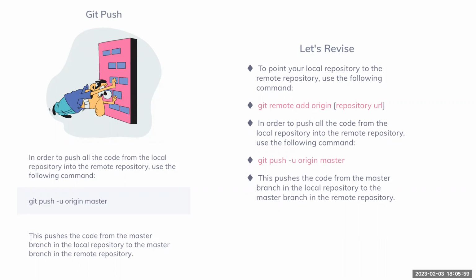So let's revise. What are all the commands that we learned? It is git remote add origin and git push. Git remote add origin is used if you want to convert your local repository to remote. The second one is how to push the changes. We use the push command in the Git Bash to push all the changes to the GitHub repo.